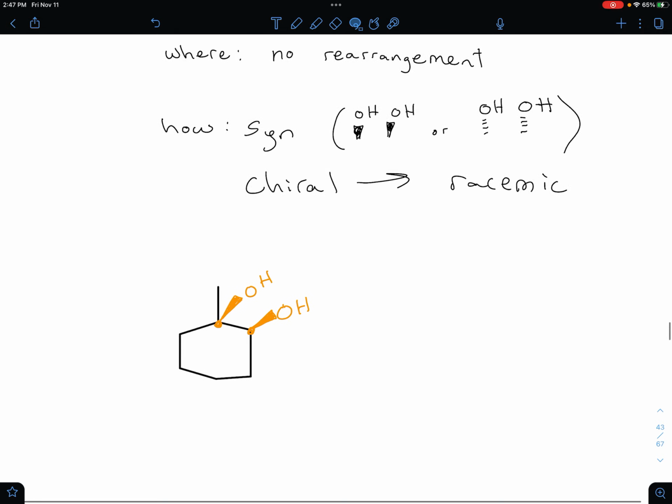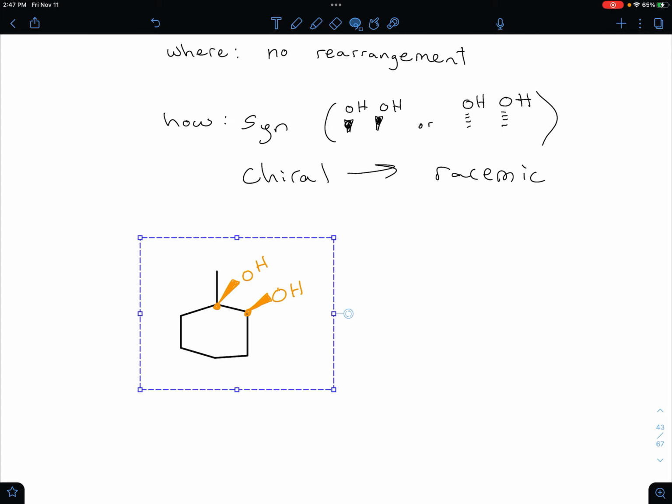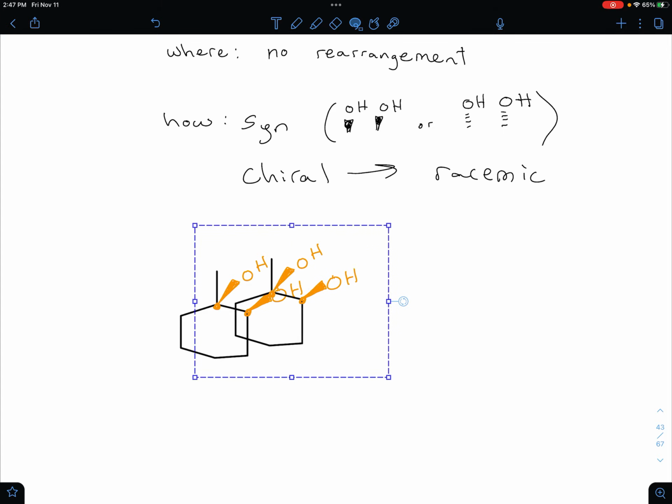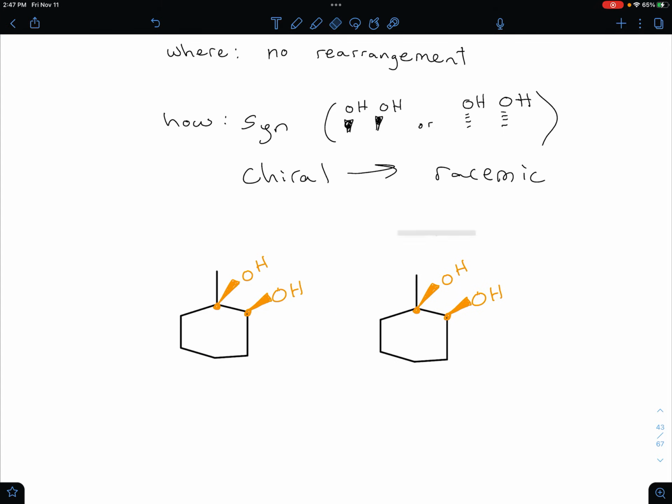But actually, that would be the case if you did not have this methyl group here, because you'd have a meso compound. But because we do have the methyl group, I take that back. I apologize for that. It's not a meso compound, and you will get both enantiomers. So you draw another molecule where both of these are going away.